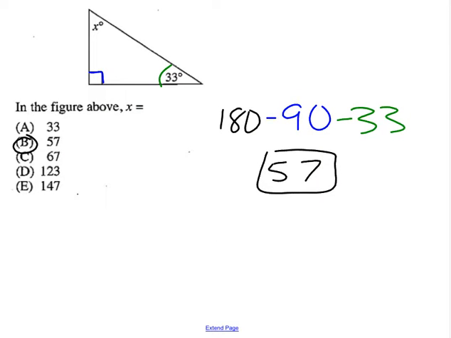Next one. So they give me just the two angles, and then I'm looking for the third. I know triangles add up to be 180. So 180 minus the 90 degree they give me, and then also minus the 33 gives me 57. Be careful. Don't jump and say it's 67. Very common mistake.